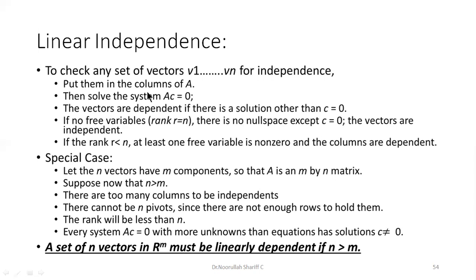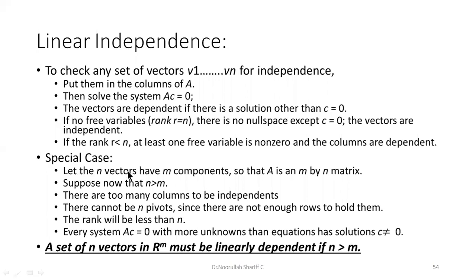Whatever vectors we have, we arrange them in the columns. V1 first we write, then V2, and that will form A. Then write AC equal to 0, or rather reduce the A matrix to the U matrix and try to find out whether there are any free variables. If there are no free variables, then it is linearly independent. If there are free variables, then there is linear dependency. Okay, then we'll come to the special case.